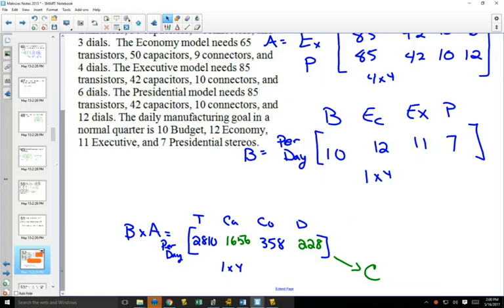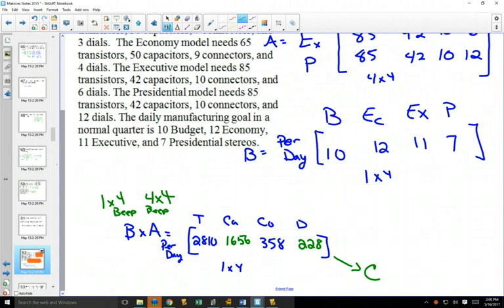If I do B times A, B is a 1 by 4, where the 4 stood for beep. And the A is a 4 by 4, sorry, where the first 4 stood for beep. And it's important that those things match up.